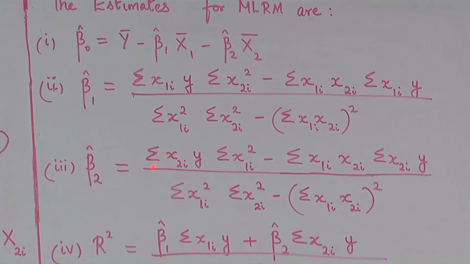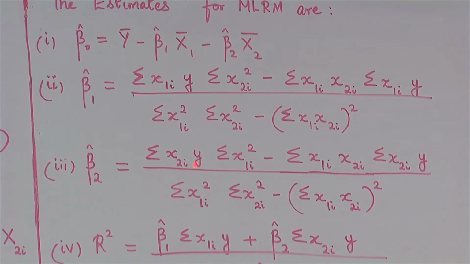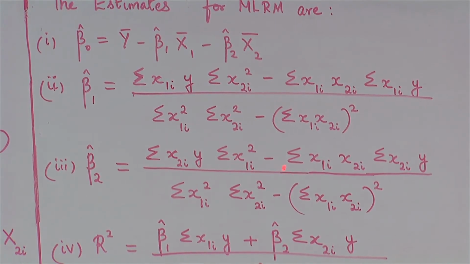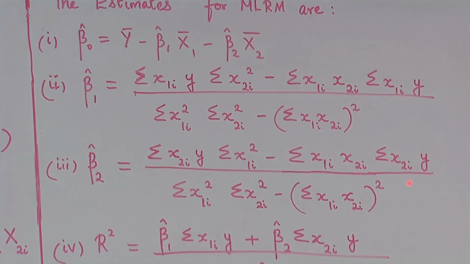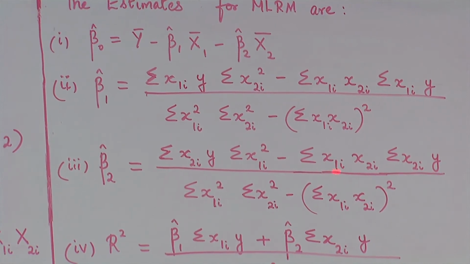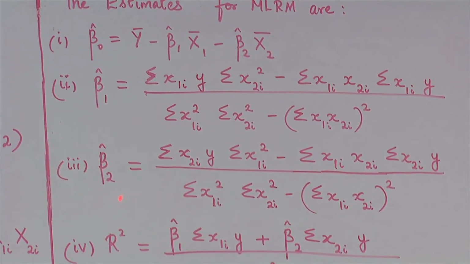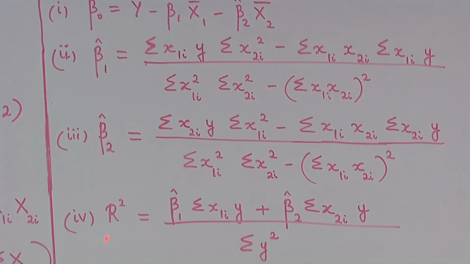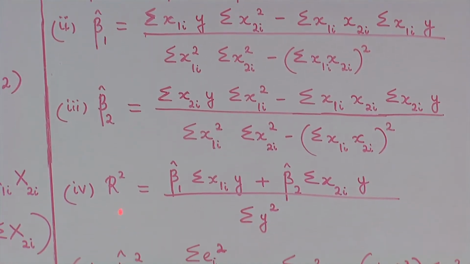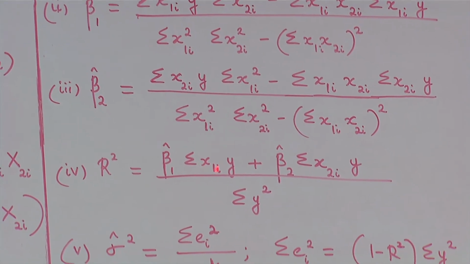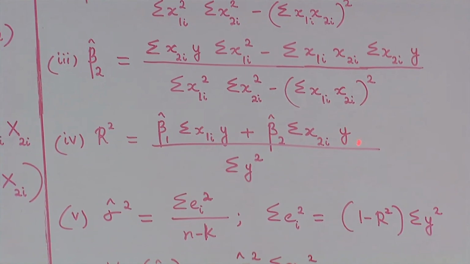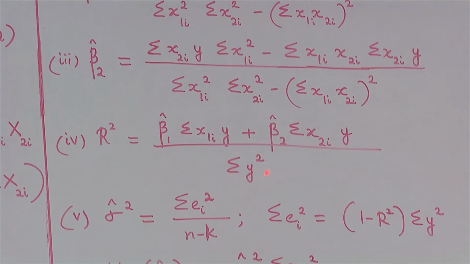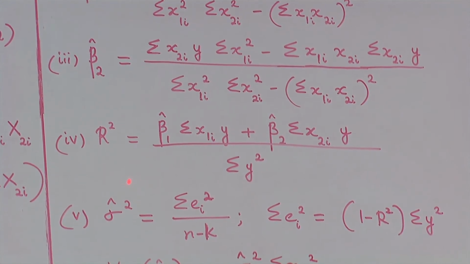So, sigma small x2i small y multiplied and summed with sigma small x1i square, minus sigma small x1i x2i and sigma multiplied with x1i into y. So, this is the formula for beta 2 hat. Using the above two formulas, we derive the R square formula. So, R square is equal to beta 1 hat sigma x1i y plus beta 2 hat sigma small x2i into y, the whole divided by sigma small y square. So, this is our R square formula.